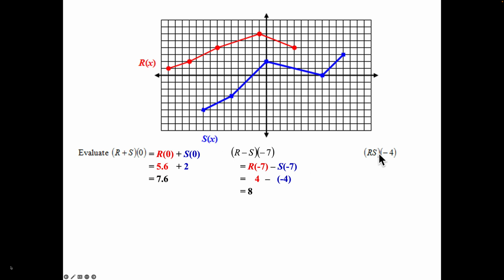All right, r times s of -4. So r of -4, find that y-coordinate, find the y-coordinate for s of -4, multiply the two together. -4, 1, 2, 3, 4, we're right here. I go up to the r graph, I'm at -4, 5. Okay, so this value is a 5. I go down 1, 2, right there, I'm at -2. Put in the -2, multiply the 5 and the -2, multiply those y-coordinates together, we get -10. And that's how we handle these graphs. And that concludes 7.4.